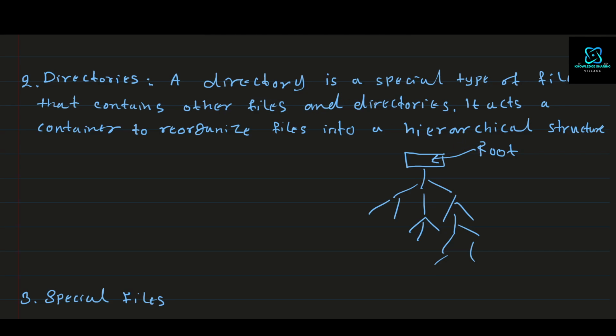So a directory is a special type of file that contains other files and directories. It acts as a container to organize files into hierarchical structure.